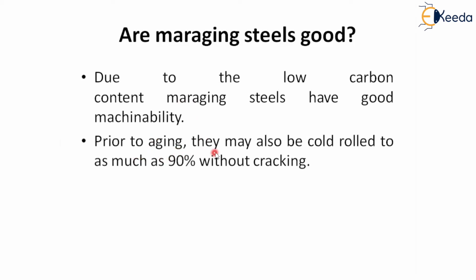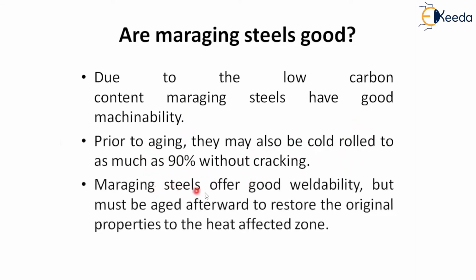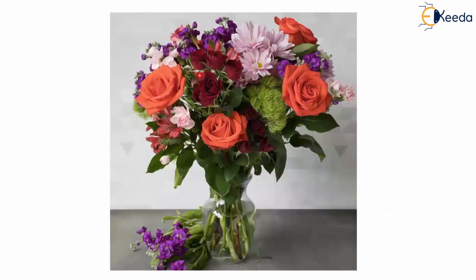Prior to aging, they may also be cold rolled. That means before aging is done, the steel can be cold rolled as much as 90% without cracking. This is the main advantage, and this steel also offers good weldability. But you have to do the aging process afterwards to restore the original properties. That is the process we follow in maraging steels, with which we get a lot of advantages compared to the conventional process.